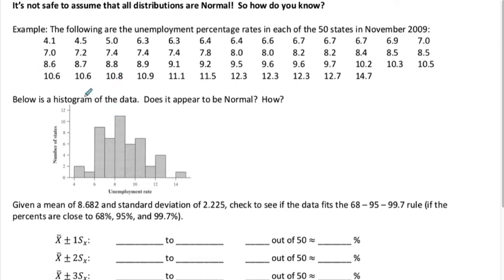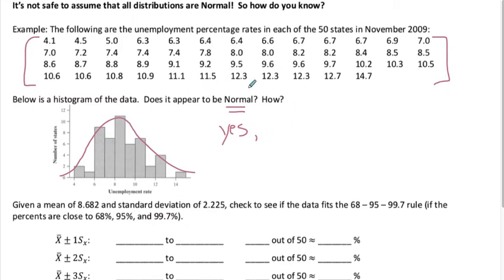And so on the first one, we have our example, and it says the following are the unemployment percentage rates in each of the 50 states in November of 2009. All right, so here's all 50 states in 2009. Below is the histogram of the data. Does it appear to be normal? How do we know? And so does it appear? Yes. I mean, we kind of have this nice curve here that's coming through. It looks like there's less on the tails, that we definitely have this kind of center here.